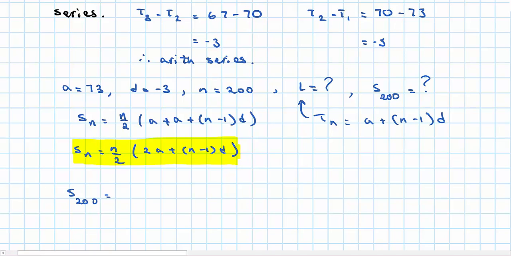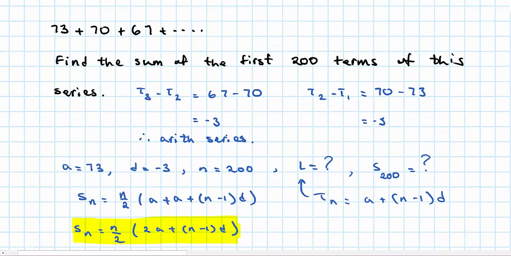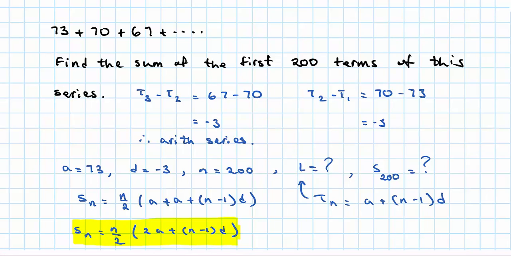So for our problem, S200 is 200 over 2, (2 times a plus my n is 200, so that's 199 times the common difference of -3). We'll work that out on the calculator, and we've got the sum of 200 terms, resulting in -451. I expect that to be negative because the terms are getting smaller and we're looking for 200 terms. At some point the terms are going to be below 0, and if I keep adding negative terms, the total of the negative is going to outweigh the total of the positive.